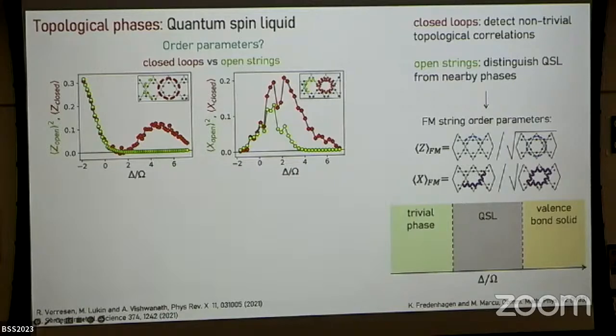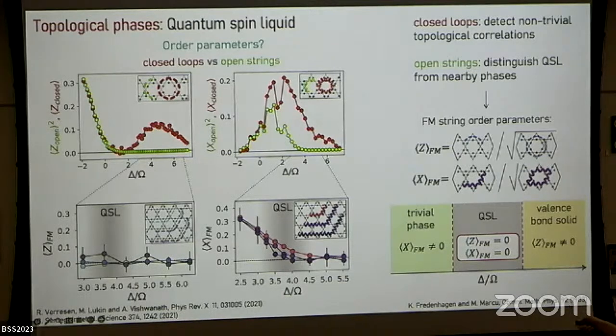They're just local. So what you expect to measure for these string order parameters is that in the spin liquid, both of them should be 0. Whereas in the trivial phase and in the valence bond solid, at least one of them should be finite. So this is a place where we are expecting a number, not just that it's finite. So we measured this in our experiment. Here I'm plotting the two string order parameters for Z and X. And what we see here is that for the Z, we basically see 0.